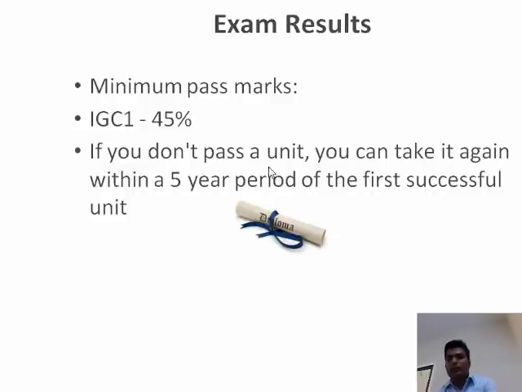If you don't pass a unit, you can't take it again within a 5 year period of the first successful unit. That means 5 years are given to you to pass IGC1. But the full course, IGC1, IGC2 and IGC3, you have to pass within 5 years, and if you cross 5 years, then you have to re-register again. So this is about IGC1.